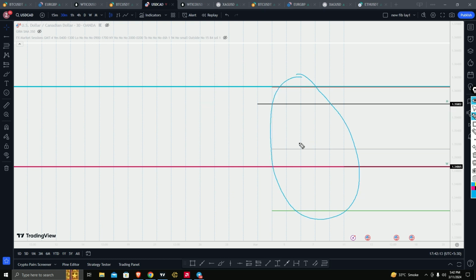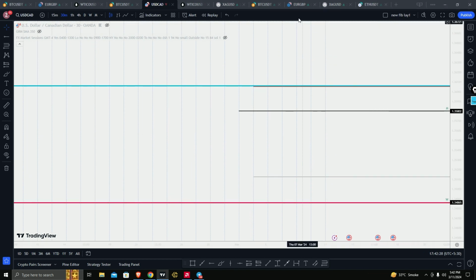It is the Fibonacci. Mainly the weekly fib. I really love the weekly fib. And then I like playing around the inside week. And that's it. That's all I have.